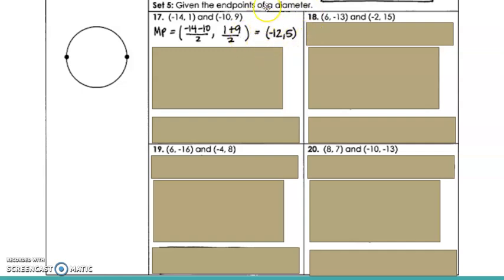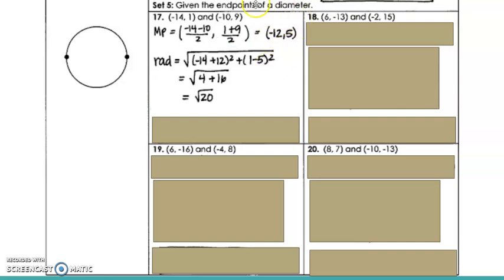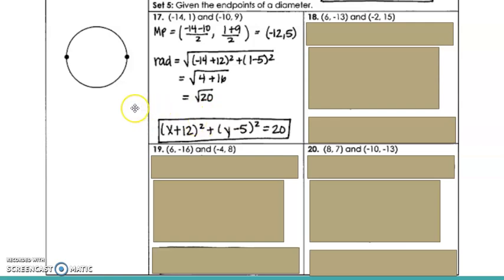Once I have my center of the circle, we can use that distance formula again to figure out what our radius is. You're going to use the center, but you can use either point when you plug in your x and your y. In this case, we chose -14, 1, and we got our radius as the square root of 20. When we write that in, we get our final answer as x plus 12 squared plus y minus 5 squared equals 20.